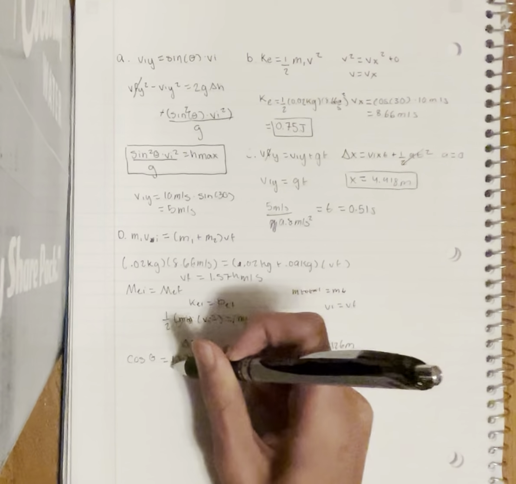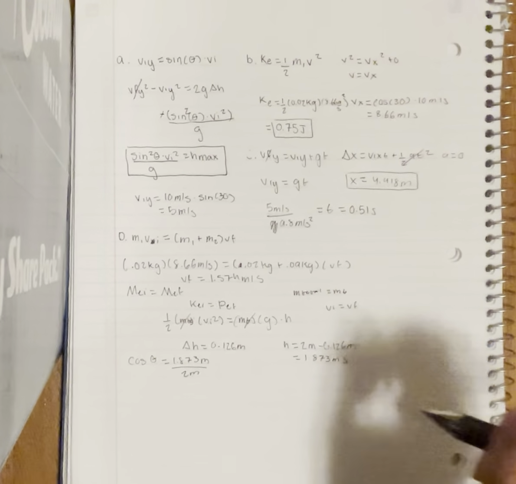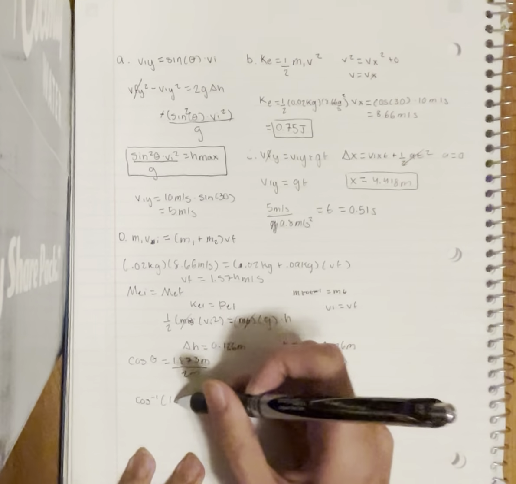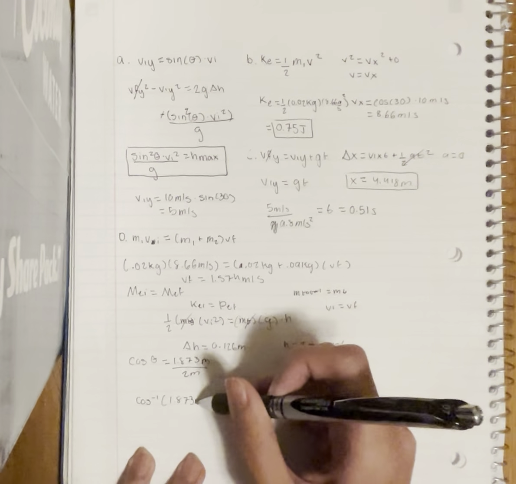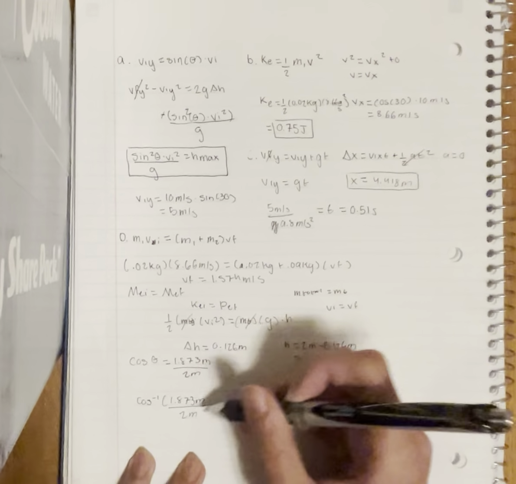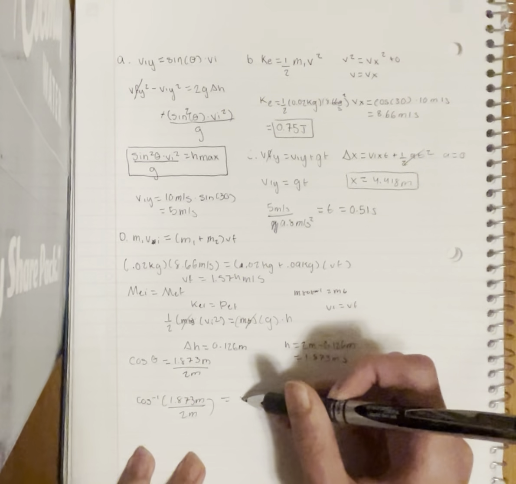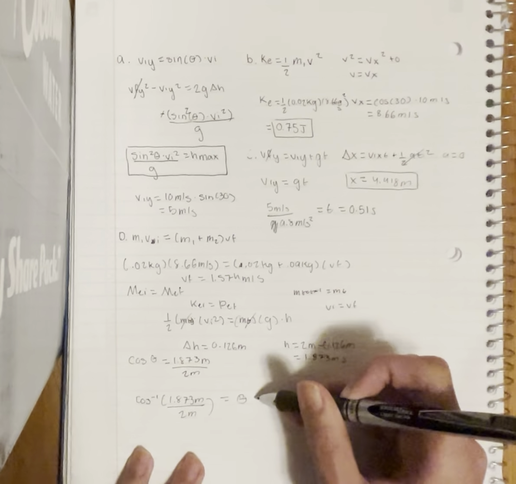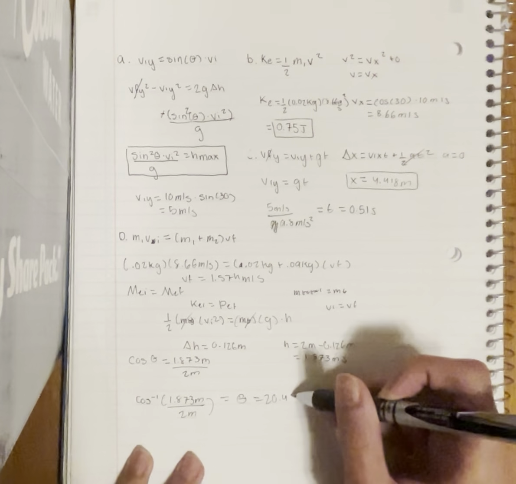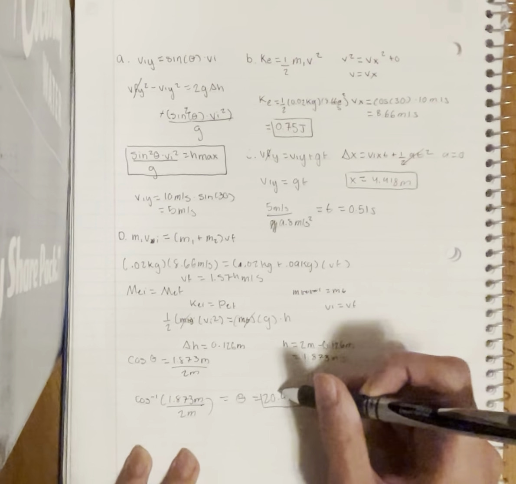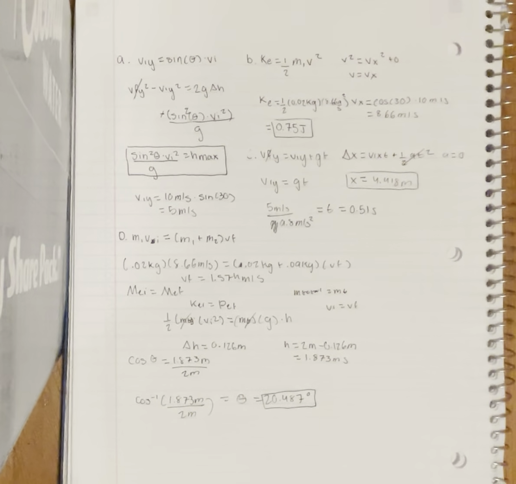1.873 meters over 2 meters. And then we can do inverse cosine of 1.873 meters over 2 meters. And then the meters cancels out. And then theta is equal to 20.487 degrees.